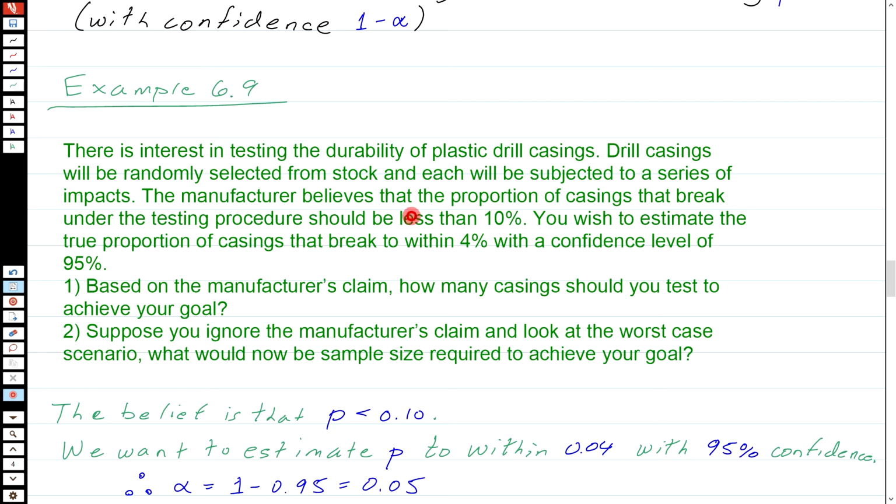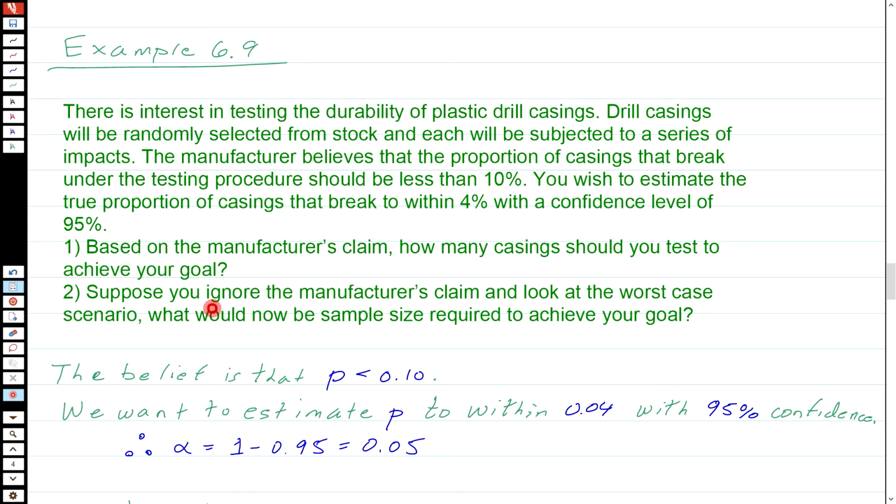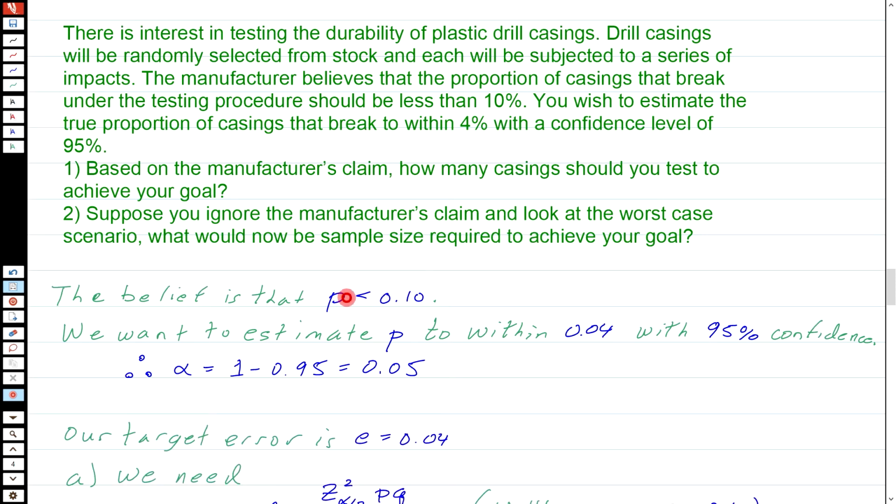So basically we're going to take this as an idea of what the true proportion of breakage is going to be. You wish to estimate the true proportion of casings that break to within 4% at a confidence level of 95%. Based on the manufacturer's claims, how many casings should you test to achieve your goal? The second part of this question is, suppose we ignore the manufacturer's claim and look at the worst case scenario, how many samples should we take to achieve this goal of estimating the proportion to within 4%? The belief is that p is less than 0.1 or 10%.